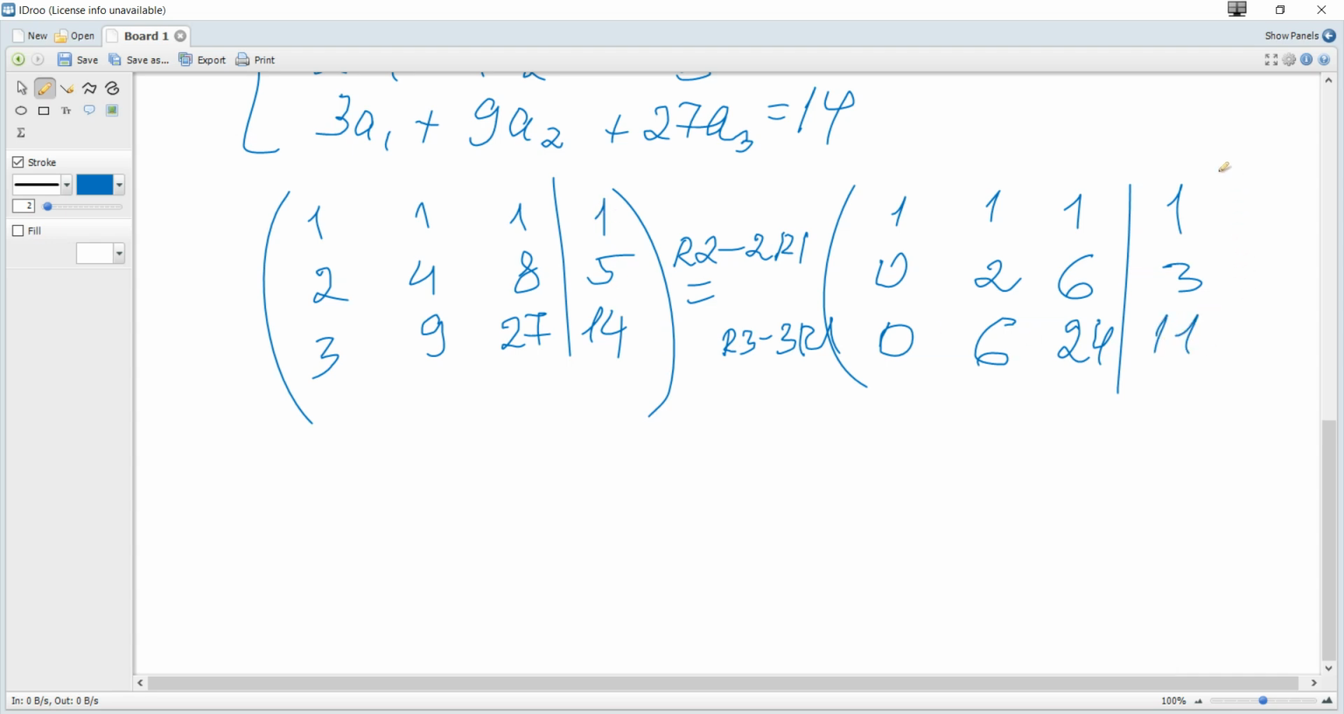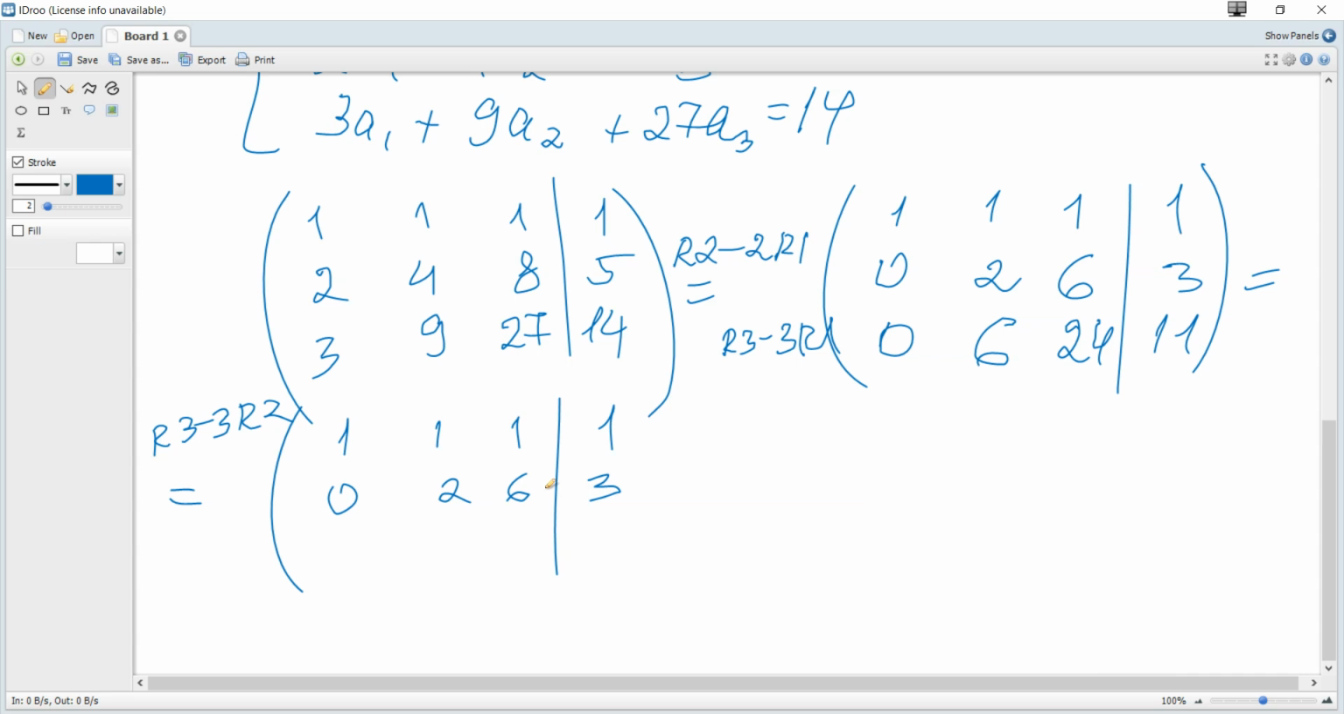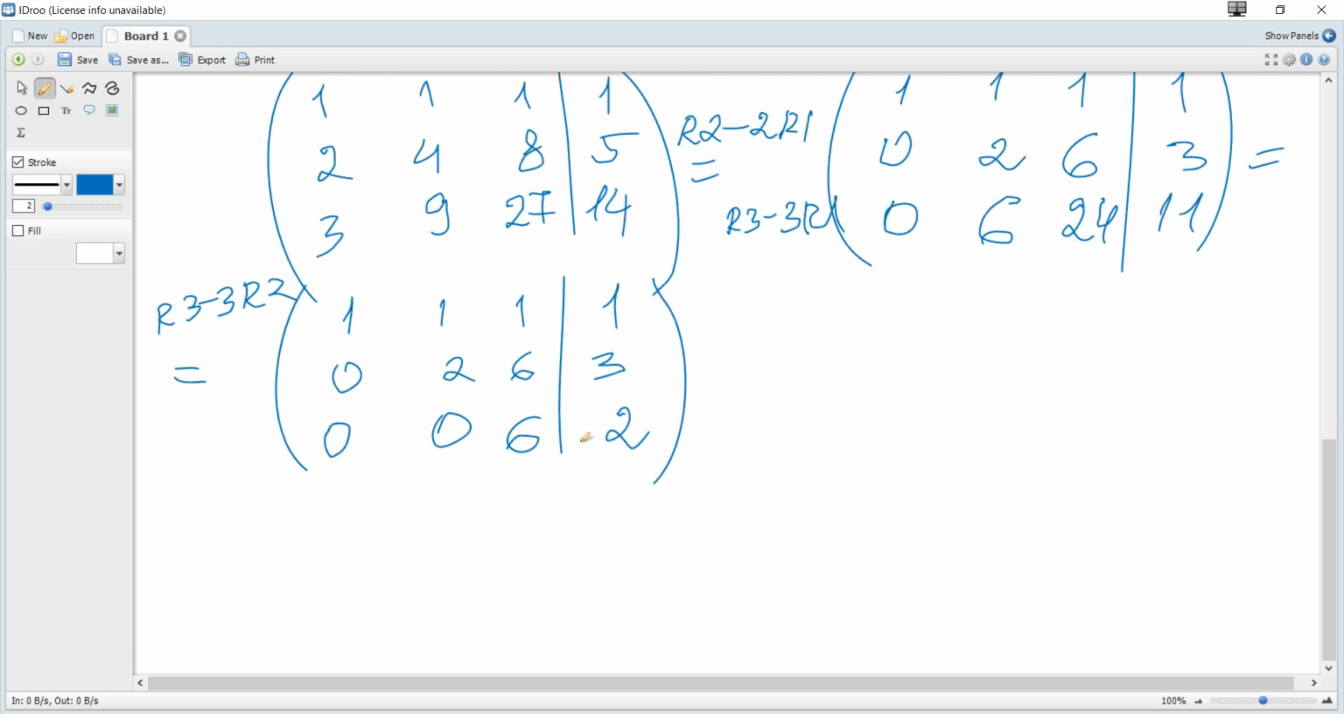is 11. And then we make 0 here, and we can see that we can do what? Row 3 minus 3 times row 2, and the first row remains the same, the second 0, 2, 6, 3 also remains the same, and the third becomes 0, 0, 24 minus 6 multiplied by 3 is 6, and 11 minus 3 times 3 is 2. And what does it mean?